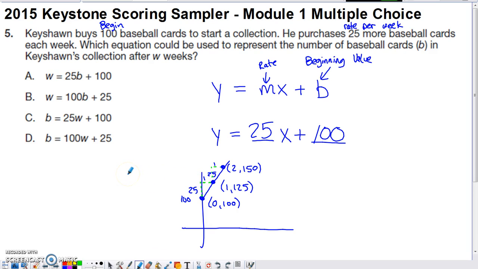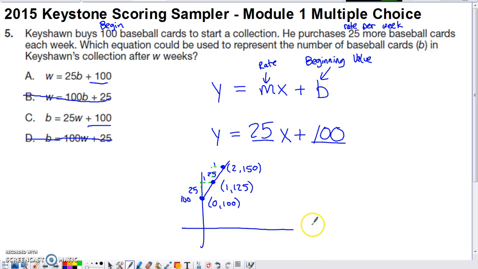No x's and y's. I can rule out this choice. I can rule out this choice, right? The 100 is going to be added on at the end, and that's definitely what I see here in choice A. That's definitely what I see here in choice C. So I guess the issue is which variable, x or y, is going to get replaced with w, and which variable is going to get replaced with b.